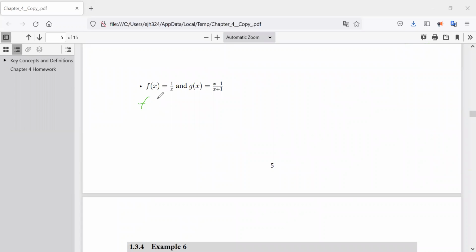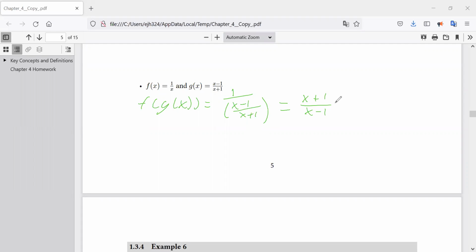So if we do f of g of x here, that's going to be equal to 1 over x minus 1 over x plus 1. And when we divide by a fraction, it just ends up flipping that fraction. So that's going to be equal to x plus 1 divided by x minus 1.